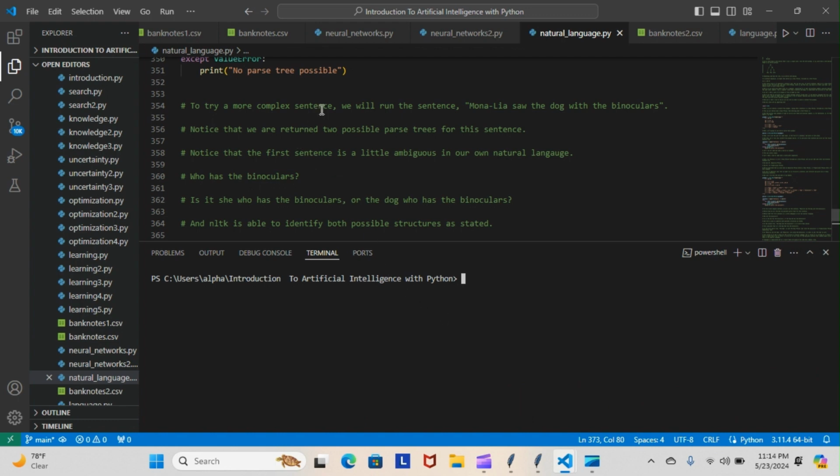Yesterday we went over parse trees and sentences, and tonight we're going to pick up where we left off. To try a more complex sentence, we will run the sentence: Mona Leo saw the dog with the binoculars. Let's get that queued up so we can run it. Notice that we are returned two possible parse trees for this sentence. Let's put our sentence in.